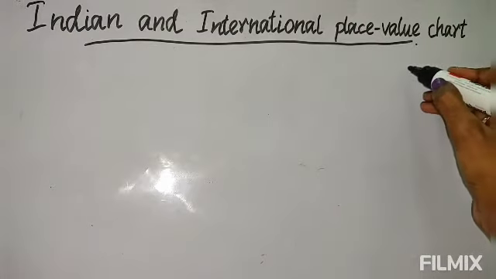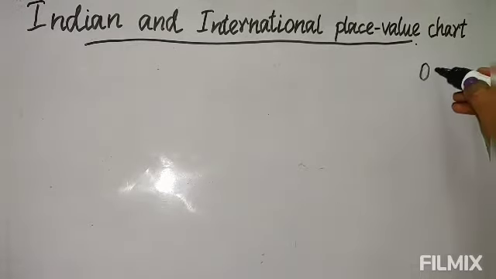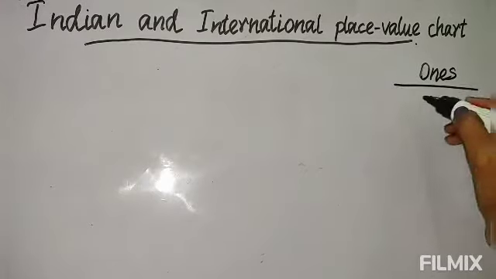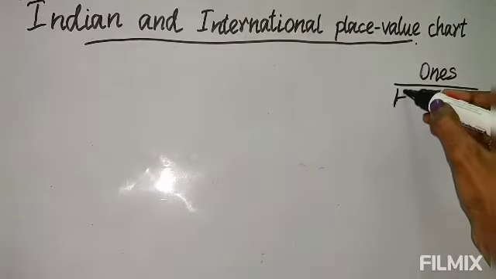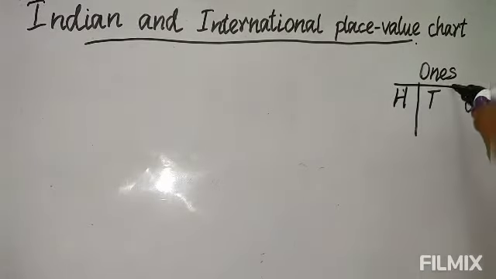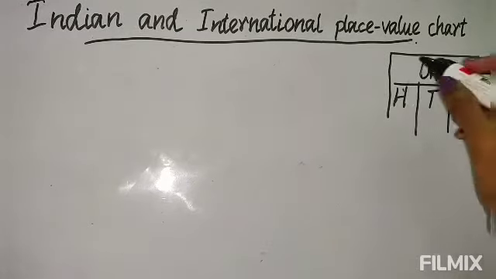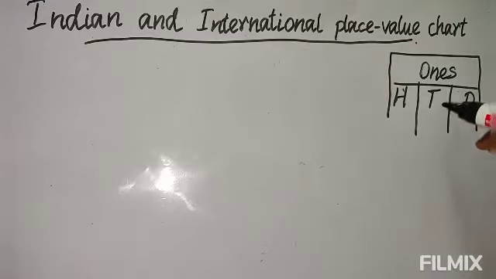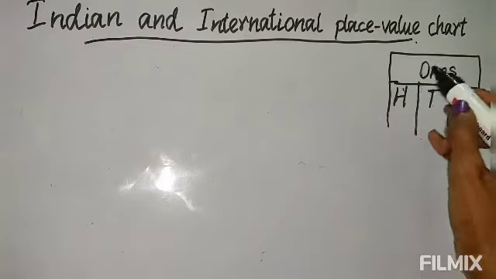First, in the Indian place value chart, the periods. First is the ones period. In the ones period there are three places, that is ones, tens and hundreds. This is the period, and these are the places. You must know the difference. Already I have taught you in the Indian place value chart: this is the period and this is a place. So in the ones period there are three places: ones, tens and hundreds.